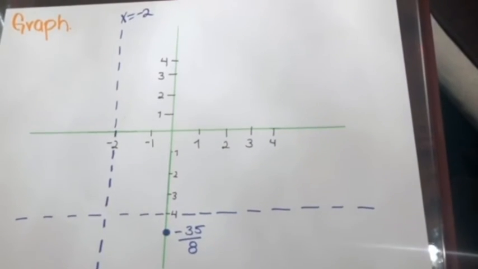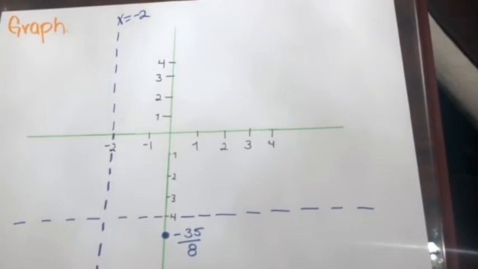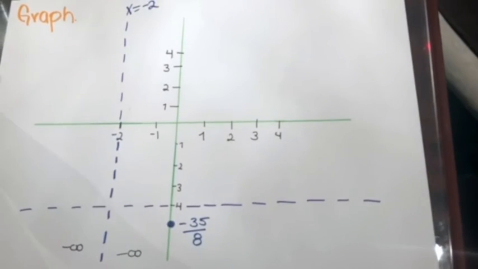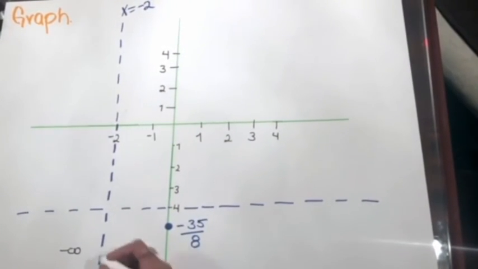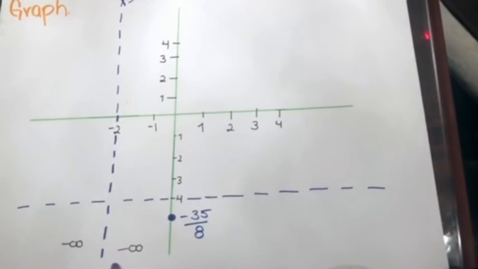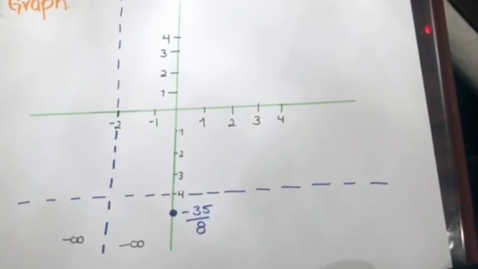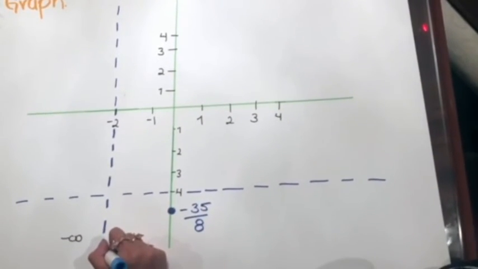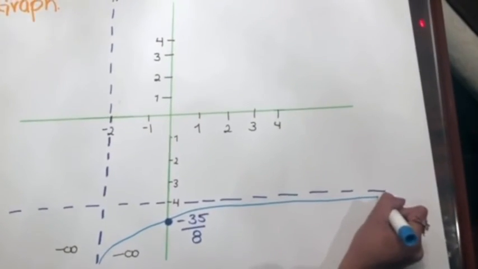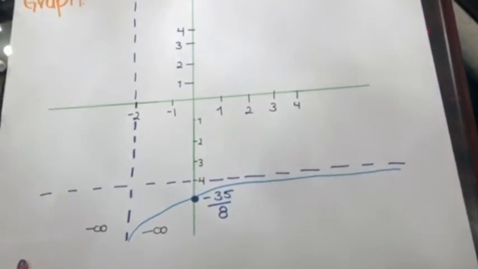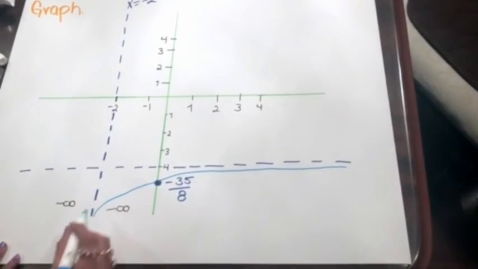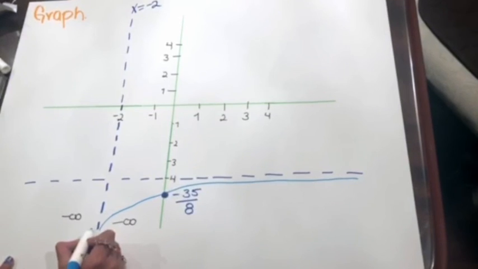Our next step is to graph the behavior. As we remember, both go to minus infinity. So this will go from the vertical asymptote, and it would cross the y-intercept, and it would go to the horizontal asymptote, and on our other side it would be the same. It would go from the vertical asymptote to the horizontal.